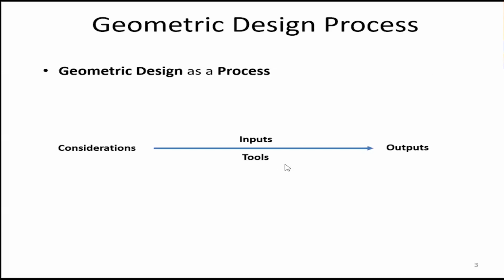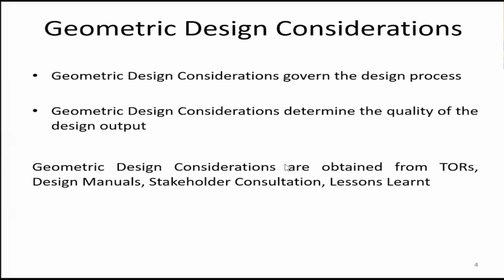We said last week that geometric design is a process starting with the considerations, and then out of the considerations, we get inputs that we use tools around the inputs to generate the outputs of design drawings, setting out information, and others. We also said that the geometric design considerations govern the design process. Geometric design considerations determine the quality of the design output.